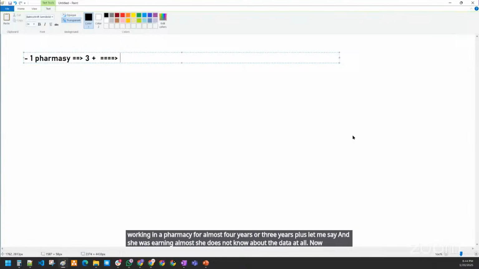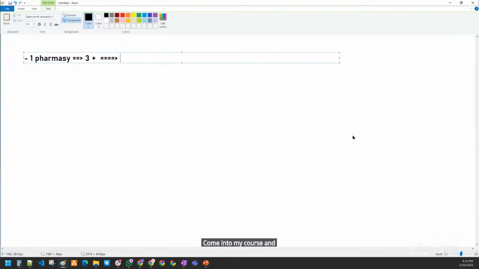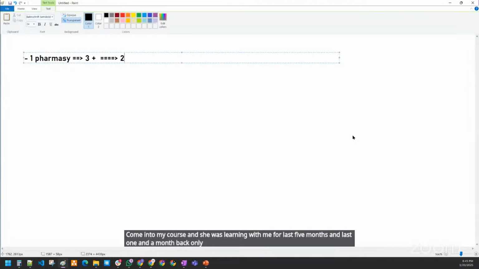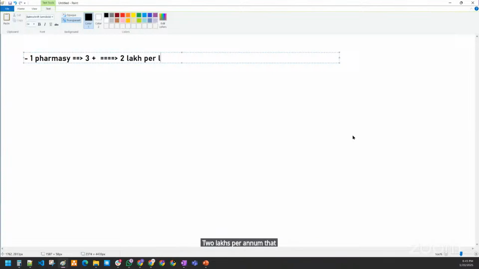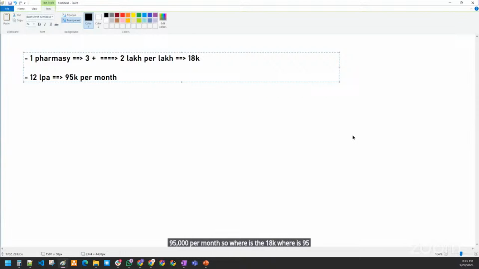You guys are coming from somewhere, and you might have done some research before coming to my course. She was learning with me for the last 5 months, and only 1.5 months back she got the job. Earlier she was earning 2 lakhs per annum. Tell me, guys, how much is the monthly salary? Somewhere around 18K. Now she's earning 12 LPA, that is 95,000 per month. So where is 18K, and where is 95? So you have a demand.